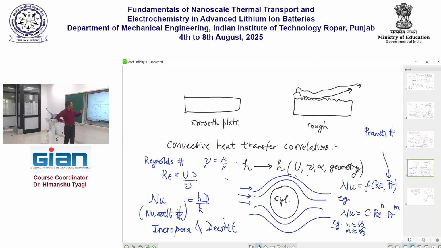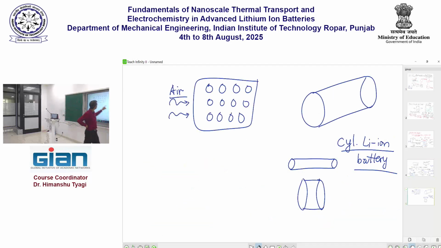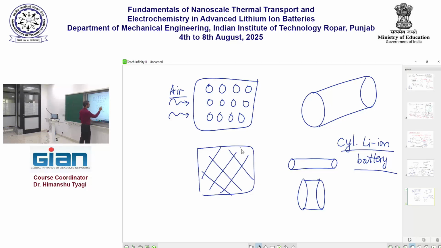Another example that I will give to connect this discussion with batteries is the following. The battery pack that I drew here is basically an open battery pack, meaning that I have a bunch of cells and there is air between the cells, and therefore I can blow air over the battery pack. Oftentimes what happens is that I have a solid block in which I will insert multiple lithium ion cells.